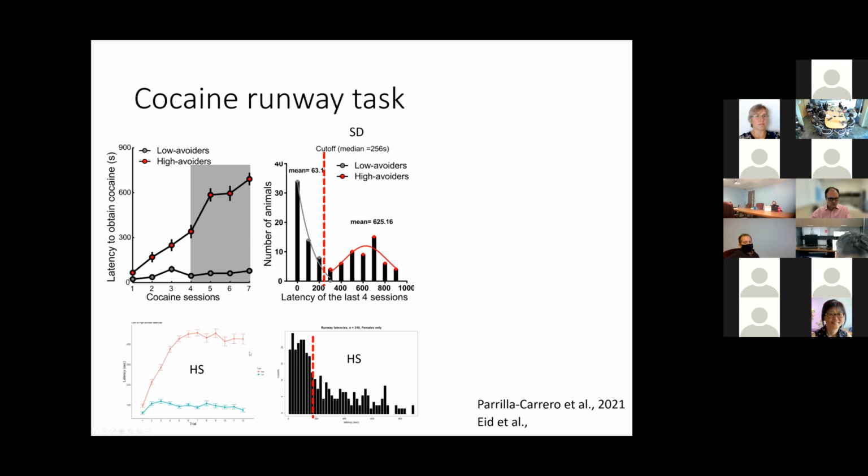longer latencies to, can you see my cursor? They develop longer and longer latencies to obtain cocaine. We call these high avoiders.